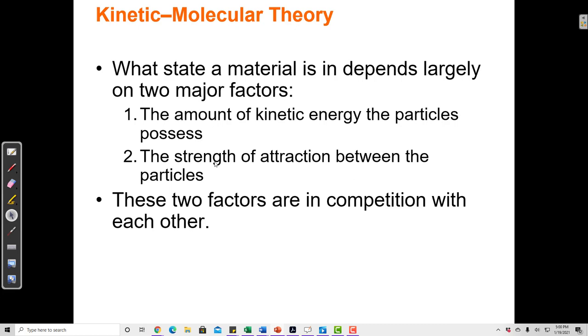So the other thing that we haven't focused on is the strength of the attraction between the particles. Why are some things solid at room temperature, but some things are liquid? They have a similar amount of kinetic energy because they're both at the same temperature. They're both at room temperature, so the particles have on average the same amount of kinetic energy. So if the kinetic energy is the same, why is one a solid and one a liquid, and even some things are gases at room temperature? Well, that has to do with differences in the strength of attraction between the particles.